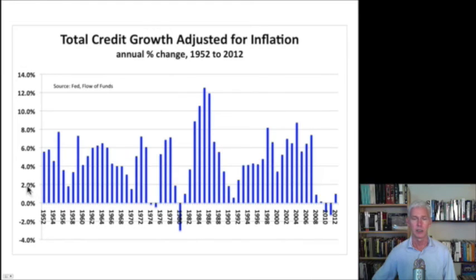Now here you can see that adjusted for inflation, there have only been 9 years when credit grew by less than 2%. And every time that happened, there was a recession. And the recession didn't end until another big surge of credit growth occurred. So only 9 years, at least up until the time of the crisis, only 9 years between 1952 and 2007 when credit grew by less than 2%. And each time there was a recession.